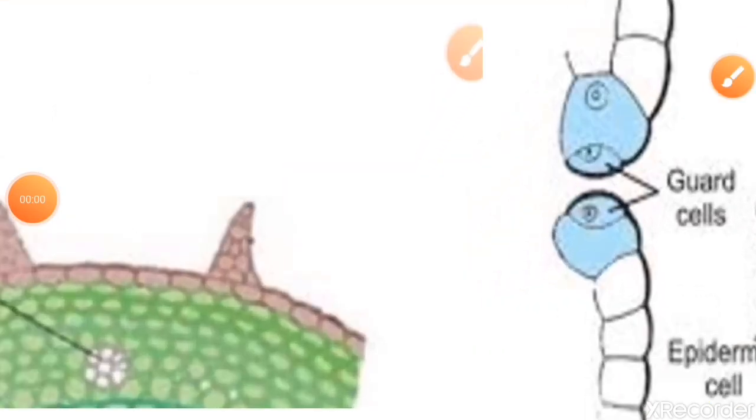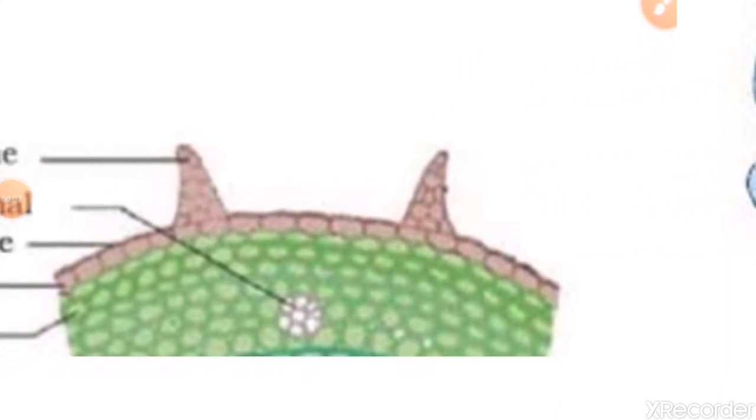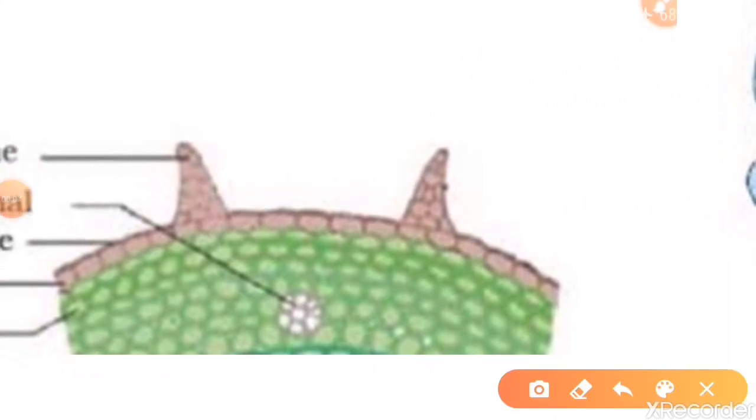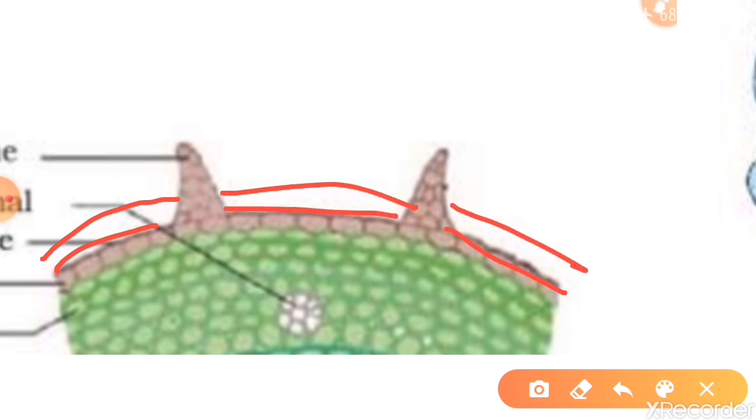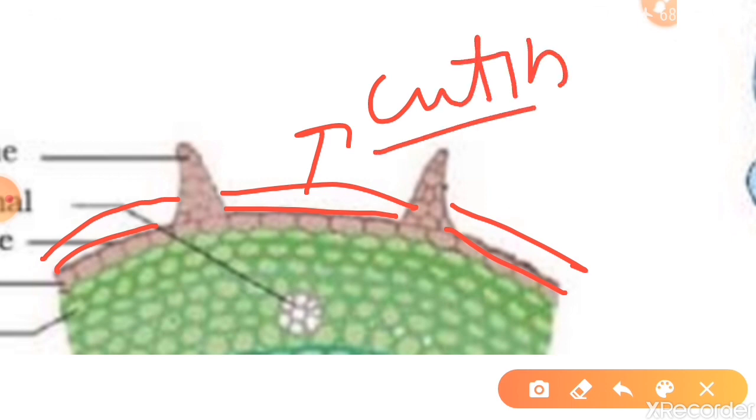In case of desert plants which live in water scarce conditions, they have all kinds of adaptations to prevent the excessive loss of water. So in desert plants, the outer surface of the epidermis has a waterproof waxy coating which is called cutin, and this cutin prevents the excessive loss of water.